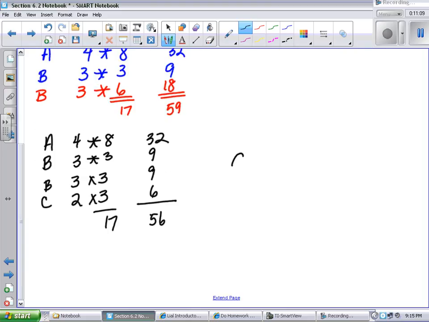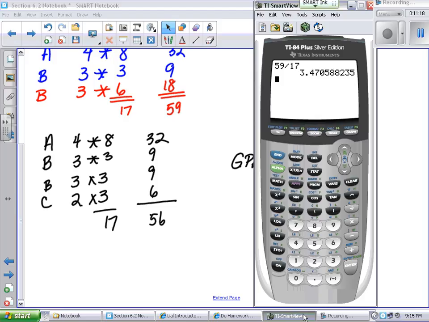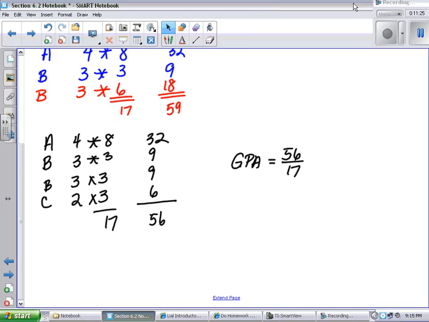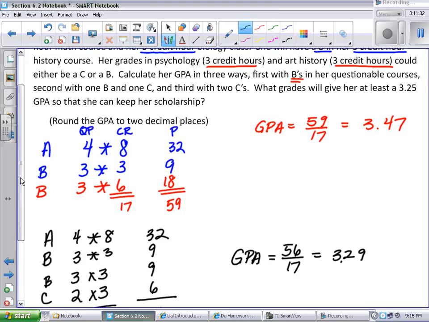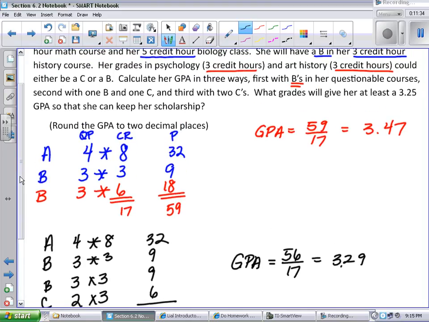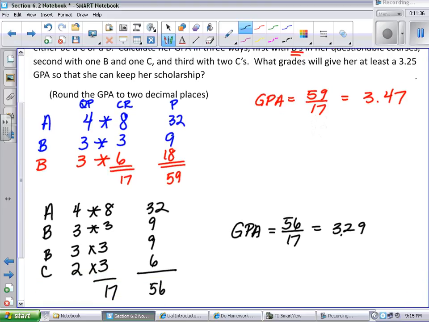That's right. So the GPA is 56 divided by 17. So let's pull up the calculator. 56 divided by 17, 3.29. Okay, so she needed to maintain a 3.25 for her GPA. So she's okay if she gets 2 B's. She's okay if she gets a B and a C.